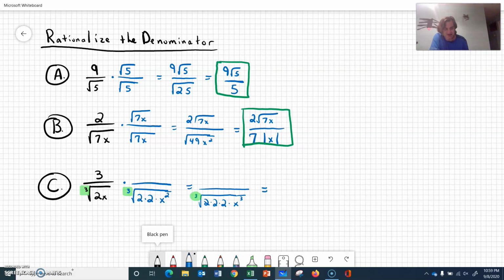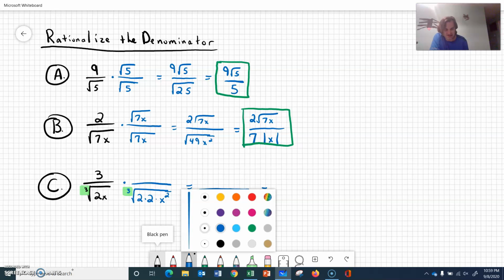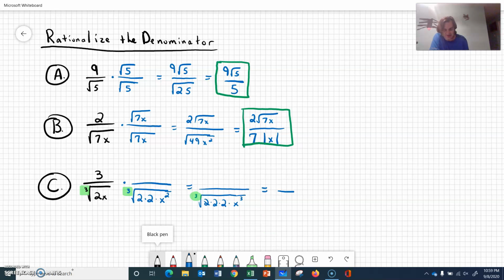Let's see if my pen is catching up with me. Yes, it is. So on the bottom, 3 2's, they'll come out as a single 2. There's 3 x's to the x cubed, they'll come out as a single x. So I have to multiply by the same thing on top, which is basically 4x squared, the cube root of that. That's just going to come over as 3 times the cube root of 4x squared on top.